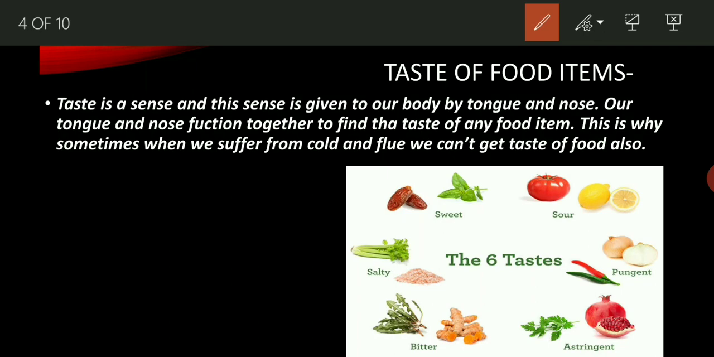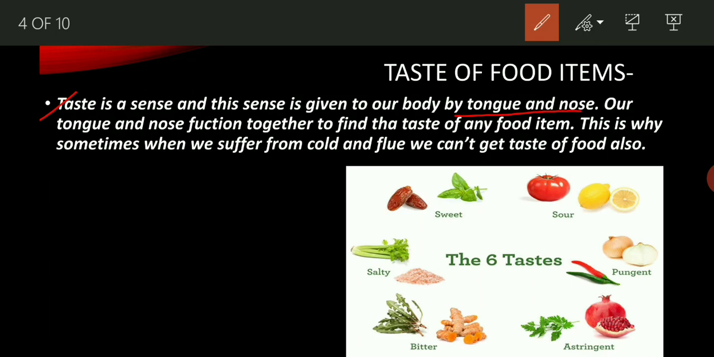In that, we have learned about some senses and some sense organs. So, we have learned about the taste also. What is taste? Taste is a sense, okay? And the sense is given to our body by a special organ that is known as the tongue along with the nose, okay? Students, our tongue and nose basically work together to give the taste of any specific food item. Nose gives the smell and tongue gives the taste, and including smell and taste we are able to find the taste of any food items.